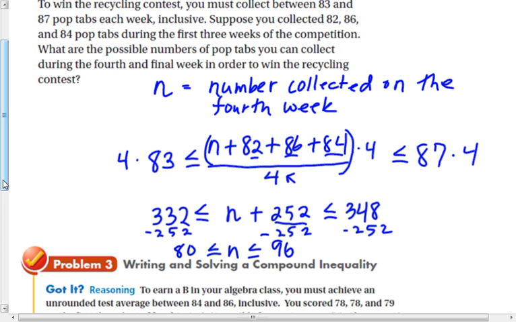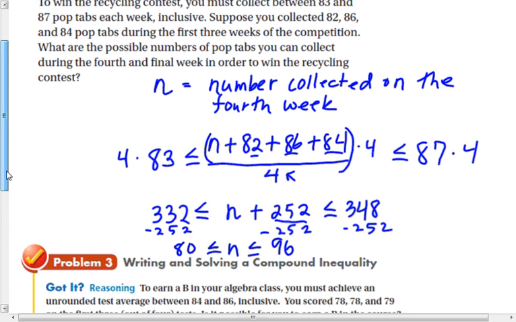So what we're going to say here is that in order to win the recycling contest, we must collect between 80 and 96 on the last week. All right, I'll let you try that.